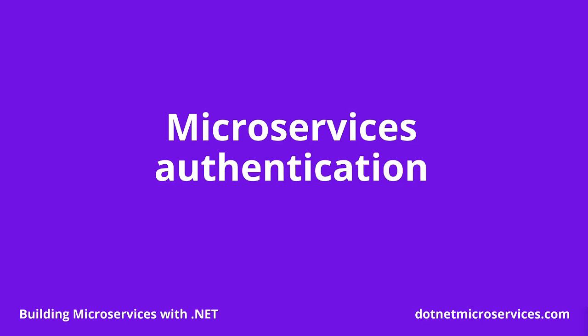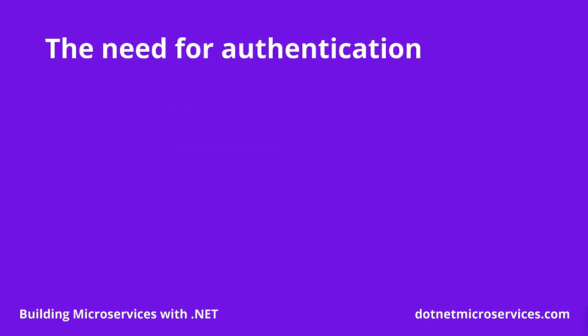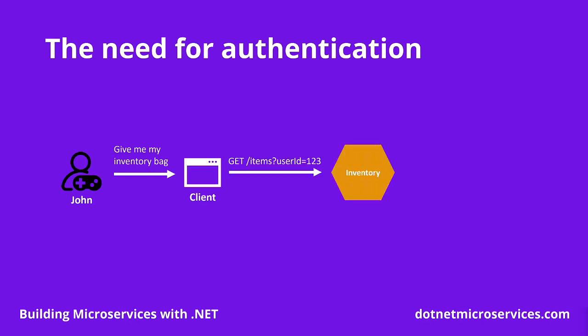In this lesson, you will learn about the need to introduce identity-related components to your microservices-based application, the dangers of not doing this correctly, and the modern approach to securing your services. Let's go once again through one of the scenarios enabled up to this point. John, one of our players, would like to see the items in his inventory back. He would request his inventory via his preferred client, and this one in turn would send a GET request to the inventory microservice, asking for all items associated to the specified user ID. Normally, the inventory microservice would just return the items.